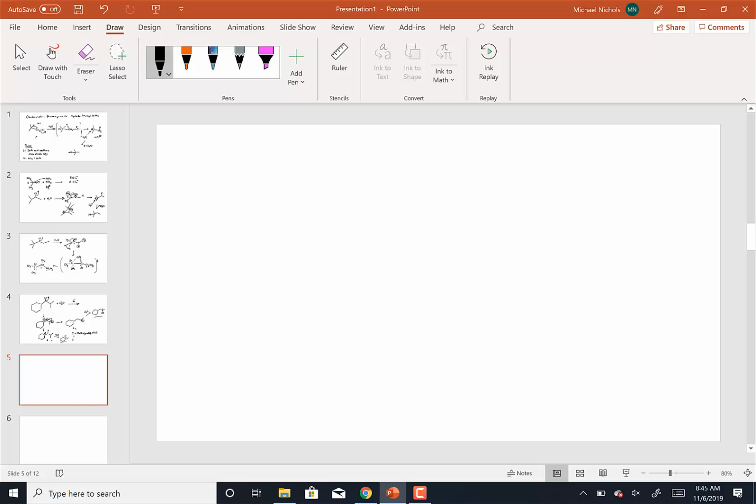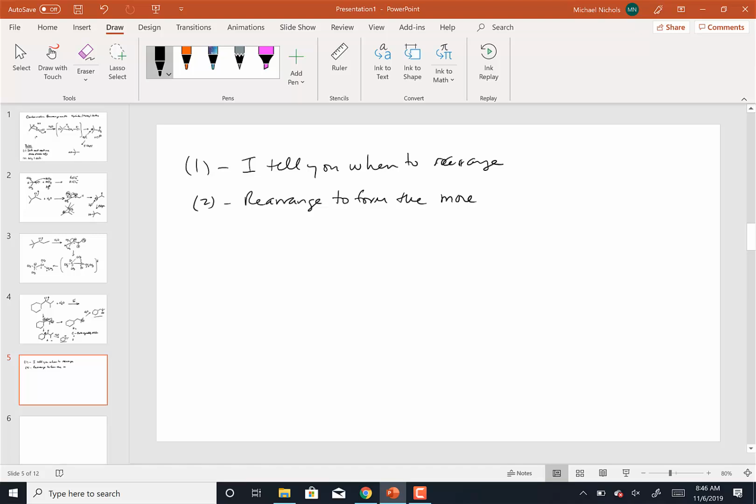Should probably write these down. Rule number 1, I tell you when to rearrange. Rule number 2, rearrange to form the more stable carbocation. Rule number 3, only one rearrangement per reaction or mechanism.